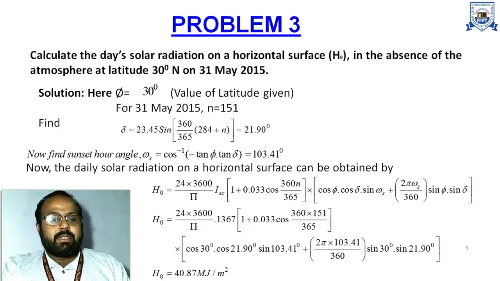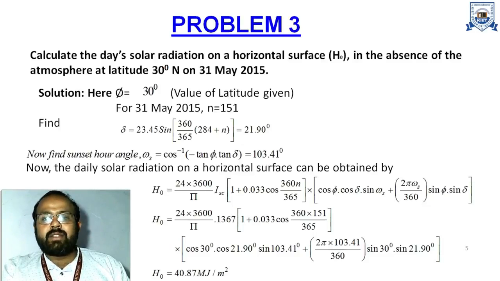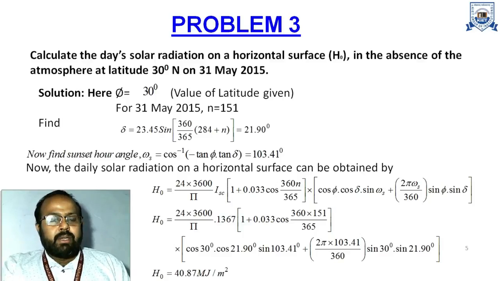Now this is problem number 3. Calculate the day's solar radiation on a horizontal surface in the absence of the atmosphere at latitude 30 degrees north on 31 May 2015. The solution procedure is the same. First, we need the value of the latitude. In this question the latitude of the location is given as 30 degrees, so phi equals 30 degrees.